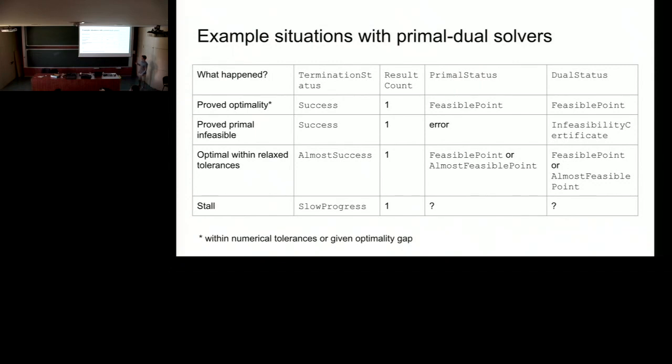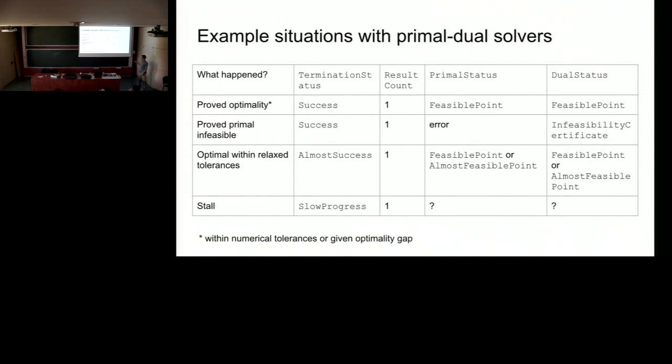So let's say we've proved that the problem is primal infeasible. If we're using a simplex-based LP solver, it'll say success. It'll return an error. I think we have an open issue to change this to not available instead of an error. That might change. But what's interesting is the dual status will say that it's an infeasibility certificate. So you just solved it. You have to check was it successful, and then you look at the primal and dual status to interpret what you got back. I have a slide on that.